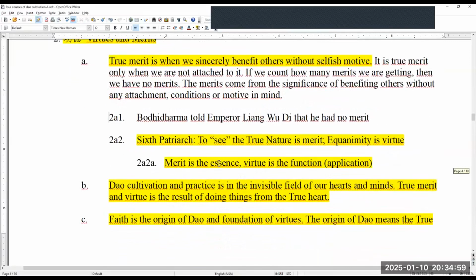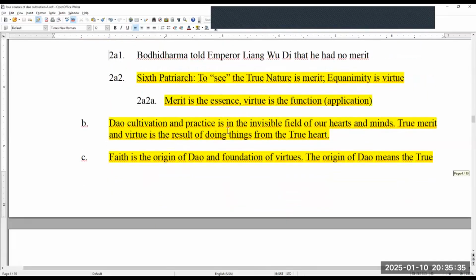All right. And then he finalizes it a little bit by saying that merit is the essence and virtue is the function. And that's true. Because once you have achieved the merit, it will manifest as virtue in terms of the application. When you have this merit, everybody sees you and respects you, and it gives you the virtuous character that you want to present for others. Then, of course, Tao cultivation and practice is the indivisible field of our hearts and minds.